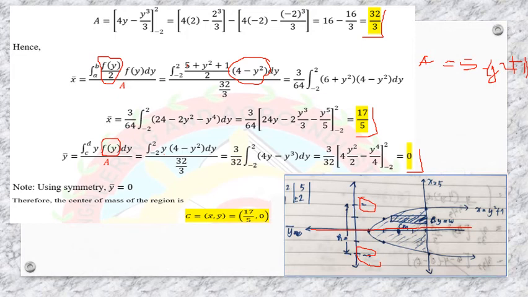Therefore, the center of mass of the region is 17/5 and 0. Okay, so here is the center of our region.